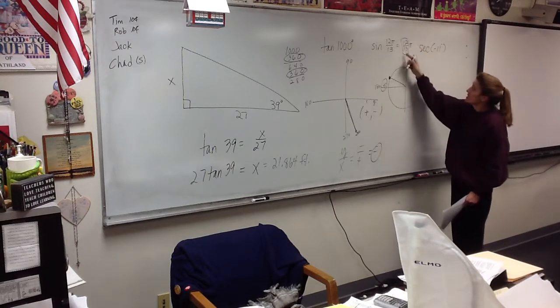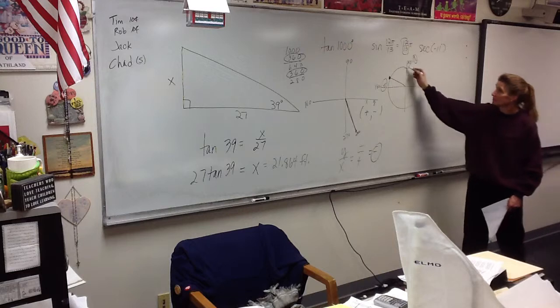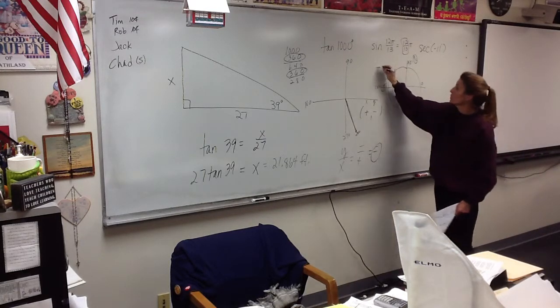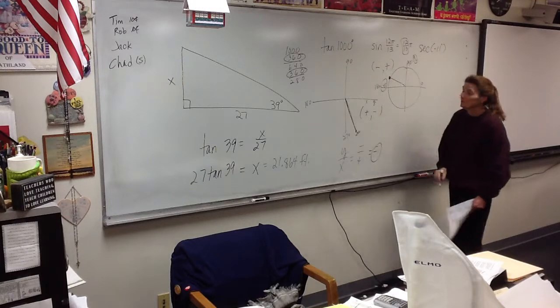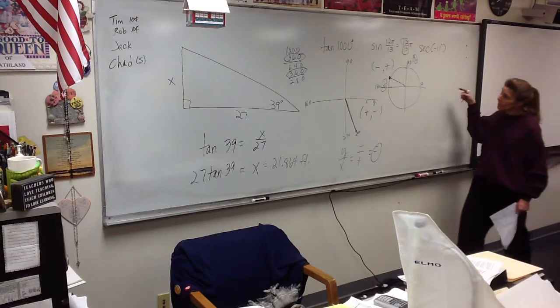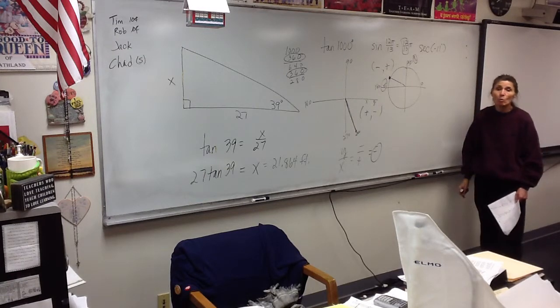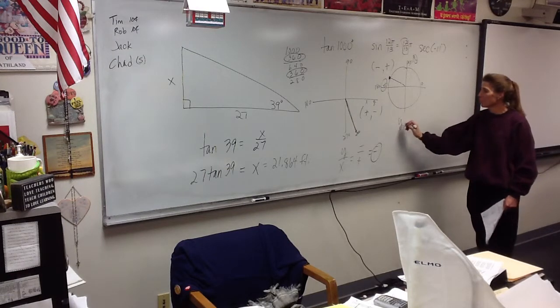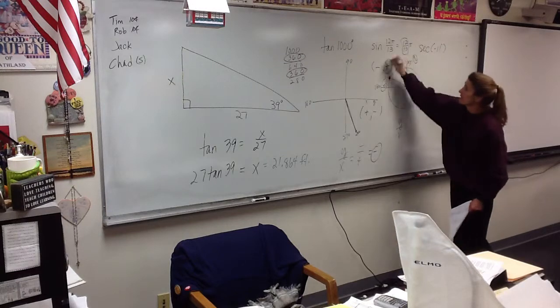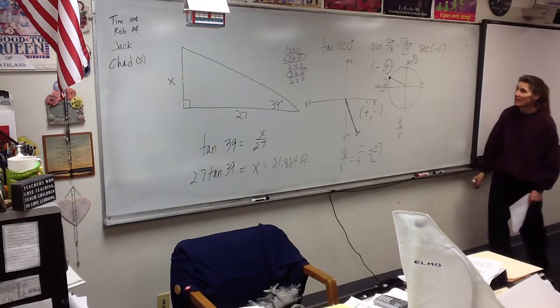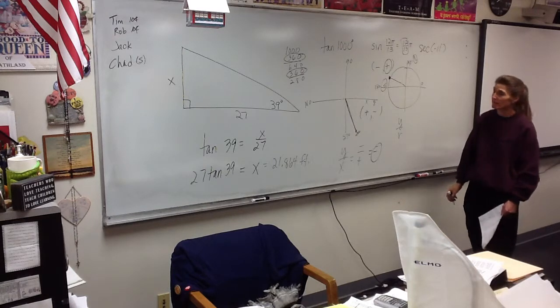12/13 pi is more than a half, but less than a whole. So it's somewhere in quadrant 2, which is negative positive. In quadrant 2, x is negative, y is positive. I want the sign. Which letter is sine? It's y over r. The answer is positive. The sine of that angle is positive.